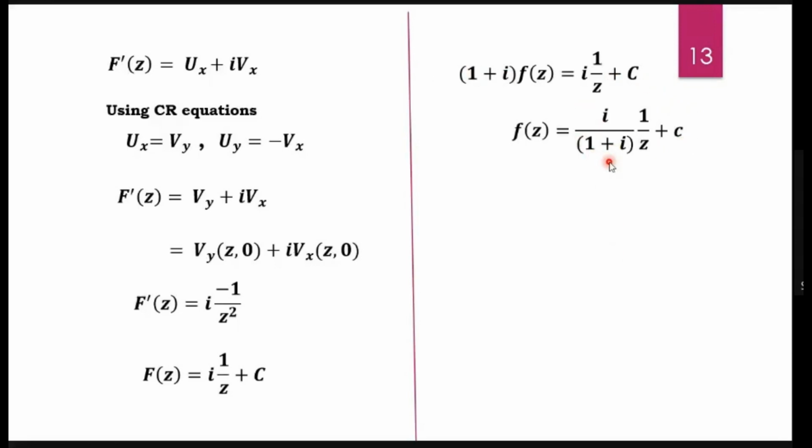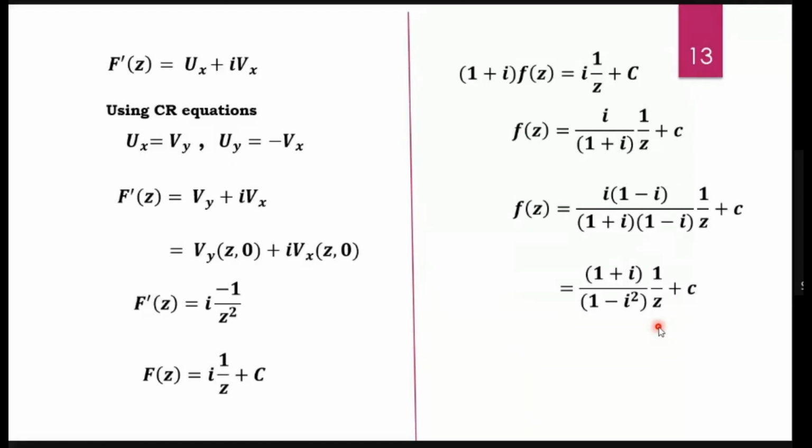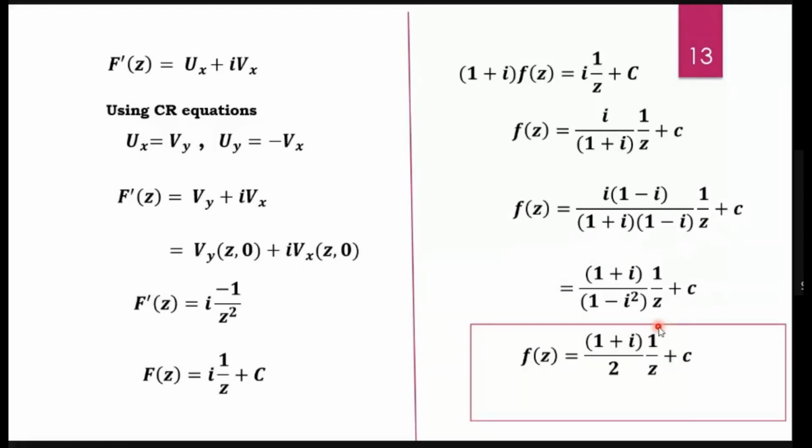Now again we have a complex number in the denominator, multiply and divide by the conjugate and just simplify. You should always have the denominator as a real number. So multiplying and dividing by the conjugate of the denominator. So the conjugate of 1 plus I is 1 minus I. So again the denominator will be 2. In the numerator, if I take I inside, I into 1 is I. I into minus I will become minus I square. Minus I square is equal to plus 1. So I will get 1 plus I upon 1 minus I square, that is equal to 2 into 1 by z plus c, small c.